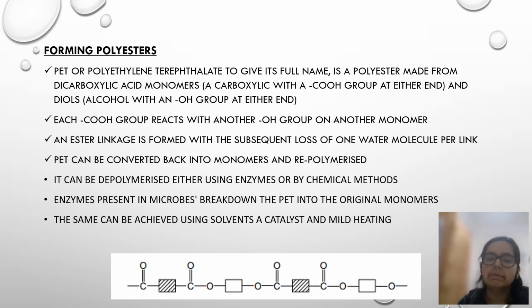Now PET can be converted back into the monomers and be repolymerized. It can be depolymerized either using enzymes or by chemical methods. Enzymes present in microbes break down the PET to the original monomers. The same can be achieved using solvents, a catalyst, and mild heating.